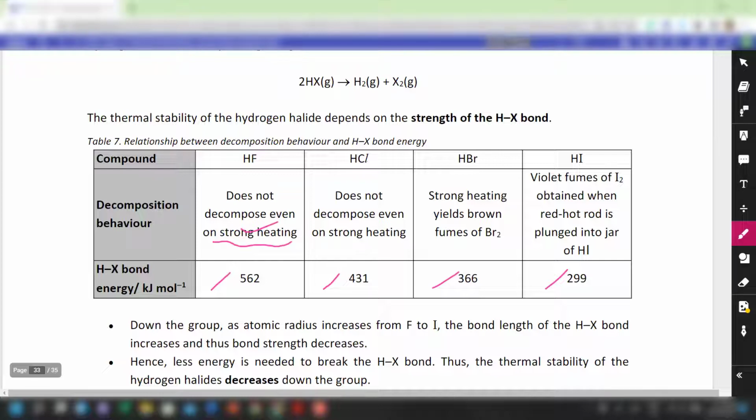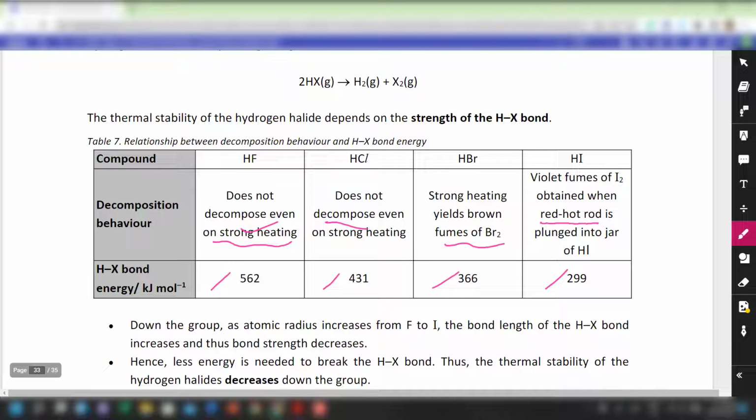For HCl, it does not decompose upon strong heating as well, but for HBr, if I heat it strongly, it will decompose to give me hydrogen gas and bromine. For HI, I will be able to get violet fumes of I2 when I simply put a piece of red hot iron, which means I will heat the iron rods in the Bunsen flame, and then I will just insert it into a gas jar containing HI.